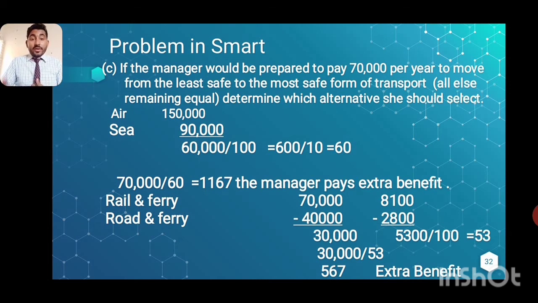Rail and ferry and road and ferry: 70,000 minus 40,000 is 30,000. We also get 81 for rail and ferry, and for road and ferry minus 28, which gives 53. Then 30,000 divided by 53 gives an answer of 567 per extra benefit.